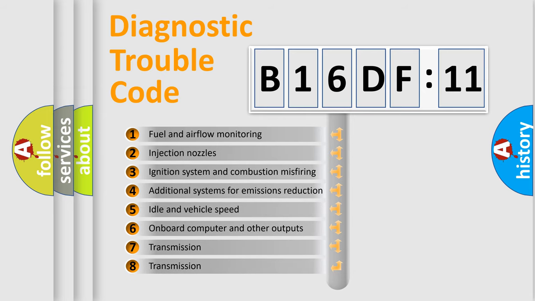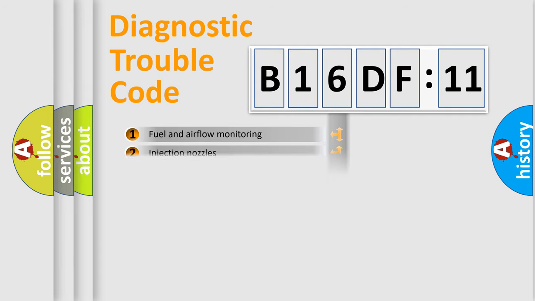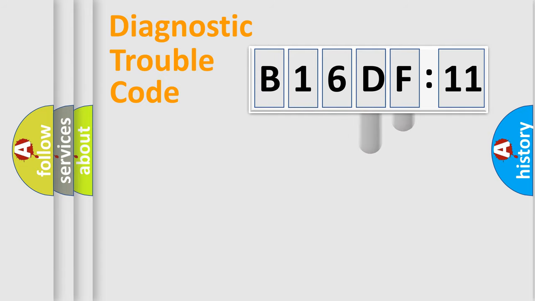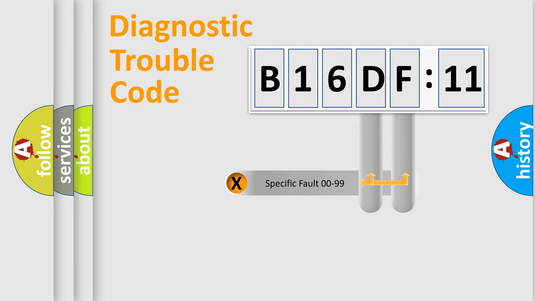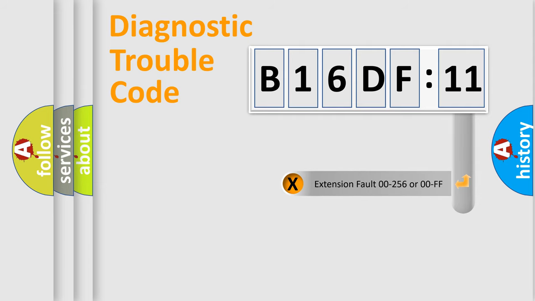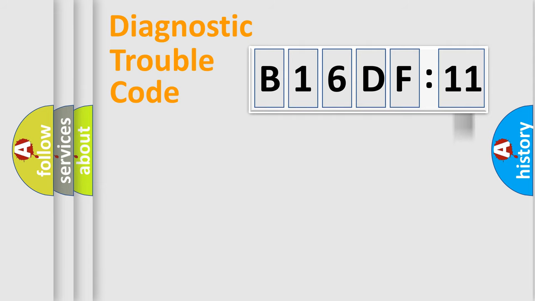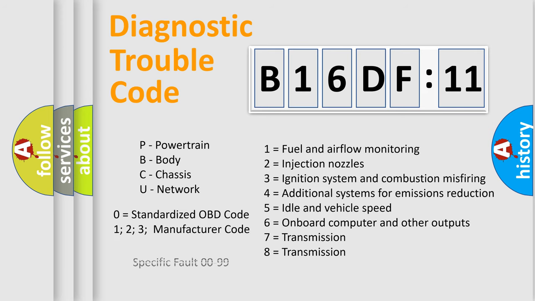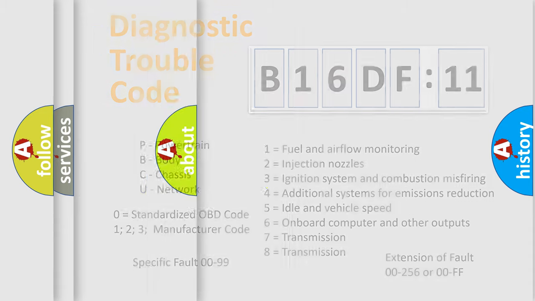The third character specifies a subset of errors. The distribution shown is valid only for the standardized DTC code. Only the last two characters define the specific fault of the group. The add-on to the error code serves to specify the status in more detail. For example, a short to the ground. Let's not forget that such a division is valid only if the other character code is expressed by the number zero.